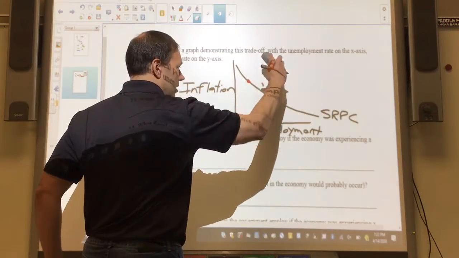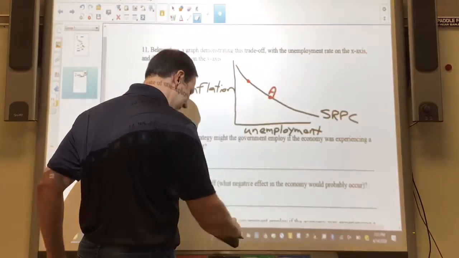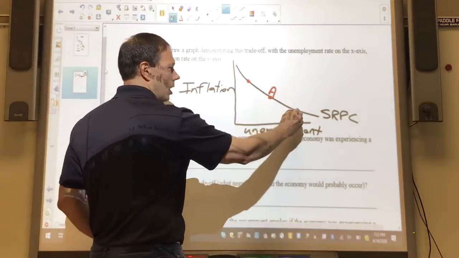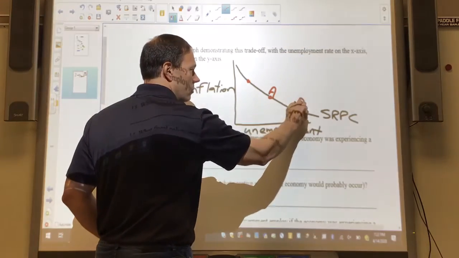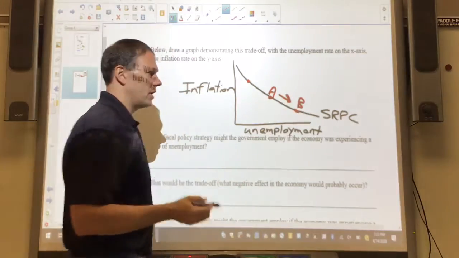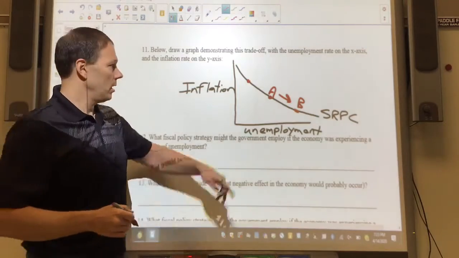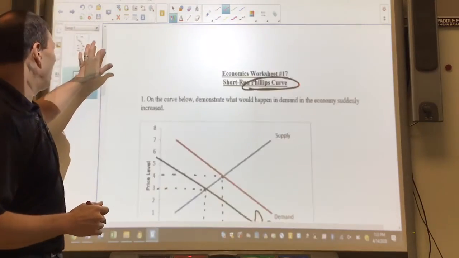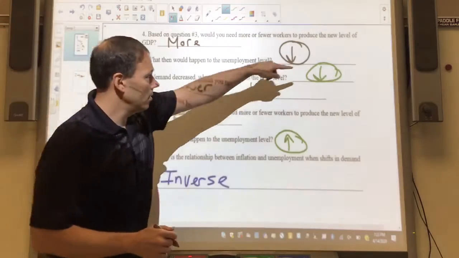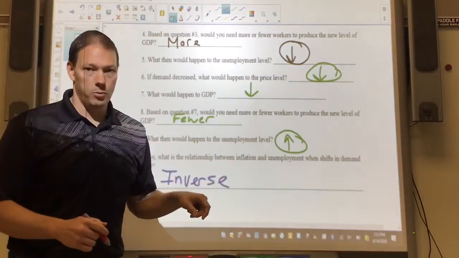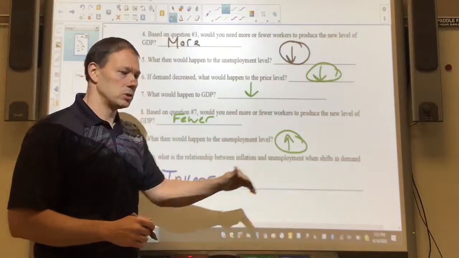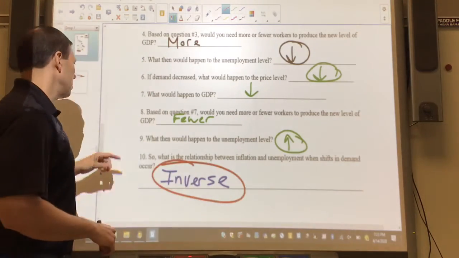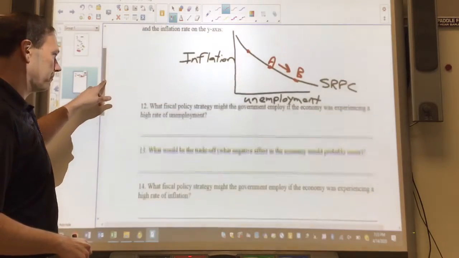In our second scenario, where demand decreased, inflation went down, unemployment went up, and that moved us to the right along the curve to, we'll call it, point B. From A to B shows that inflation goes down, unemployment goes up, and that's exactly what we showed back here. That's why it's a downward sloping curve, because it says that typically there's an inverse relationship between inflation and unemployment.